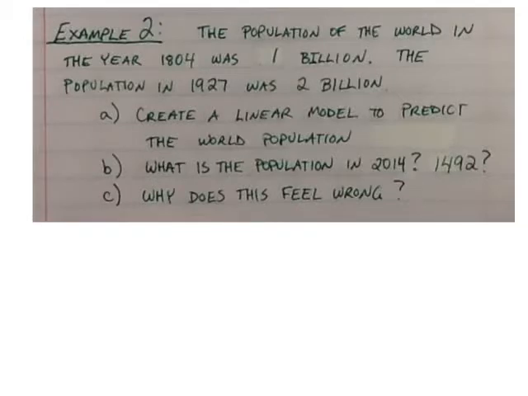Example 2. The population of the world in the year 1804 was 1 billion. The population in 1927 was 2 billion. Create a linear model to predict the world population. Use that model to find what is the population in 2014 and in 1492. And then why does this feel wrong?